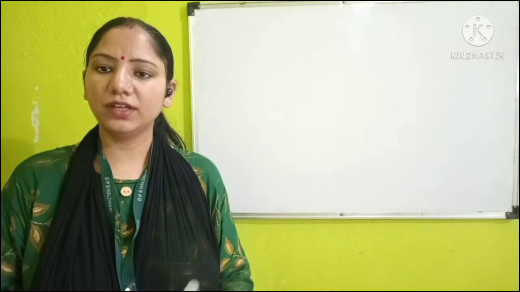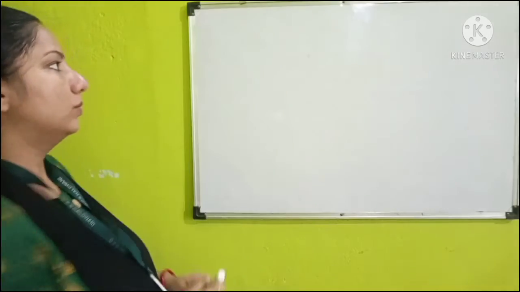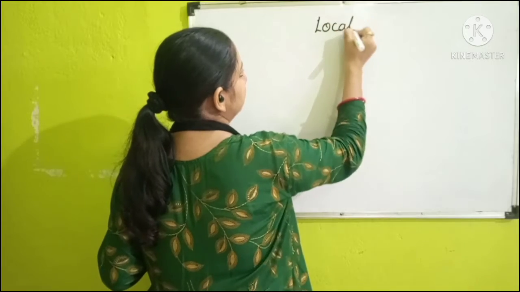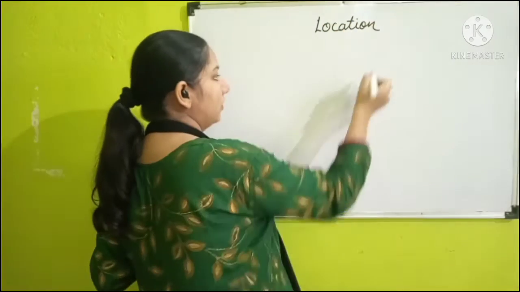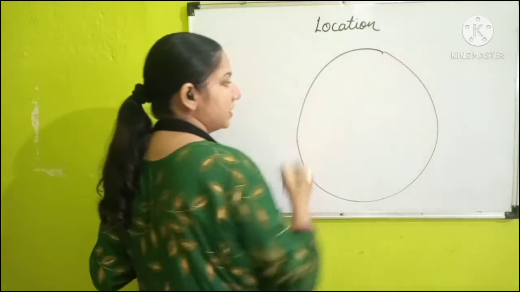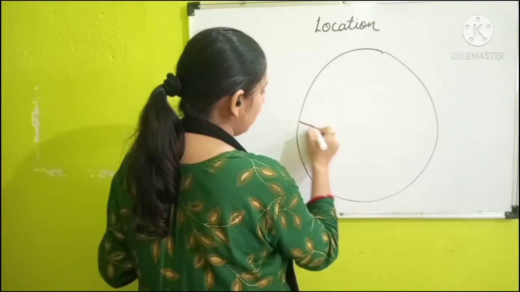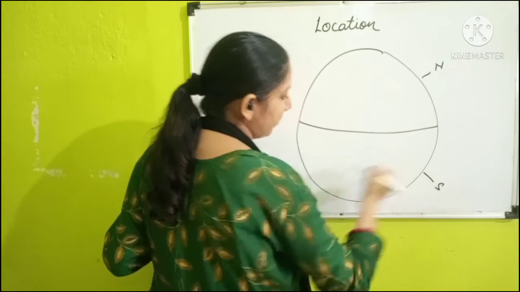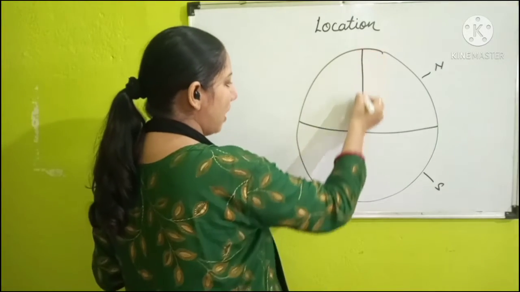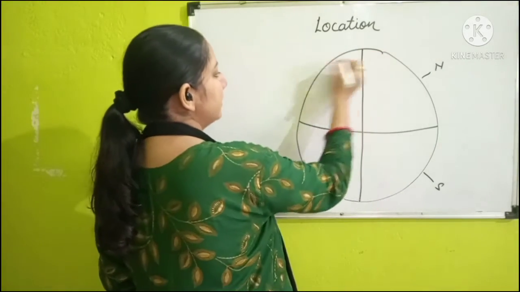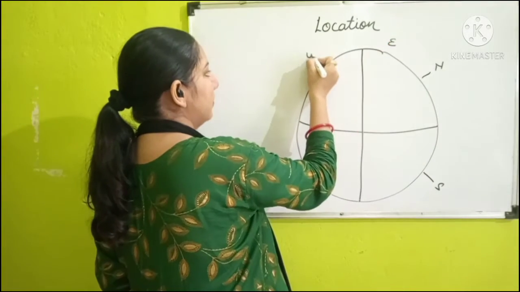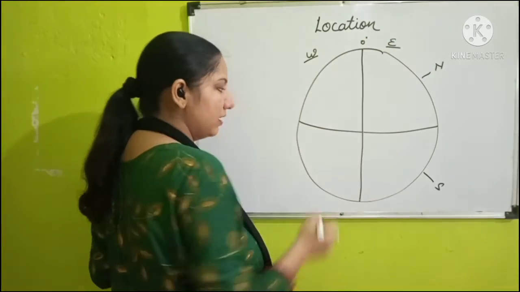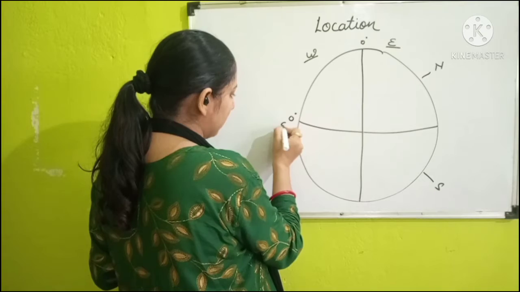First we will see where our country is located on the globe. What is the location of our country? We know our earth is of spherical shape and it is divided into two hemispheres, the northern hemisphere and the southern hemisphere. It is also divided into two halves, the eastern half and the western half. This is the 0 degree Greenwich Standard Meridian and this one is the 0 degree equator.